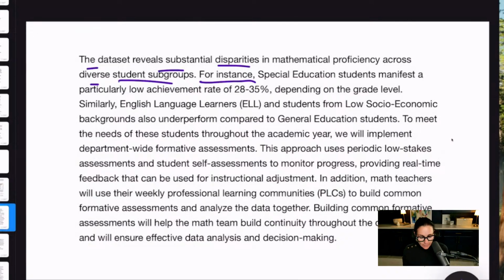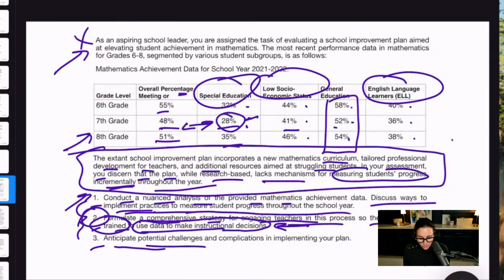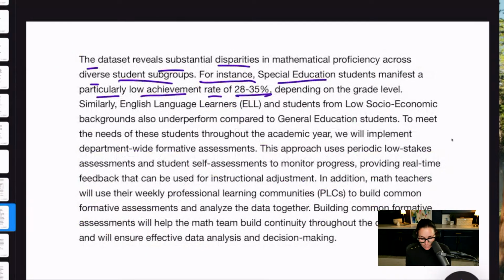So for instance, and I'm getting specific here, special education students manifest a particularly low achievement rate of 28 to 35%. Is that true? 28 to 35 is the highest. See how I kind of summarize it? I didn't go by each one. I just said the lowest is 28 and the highest is 35, depending on grade level. That's a summary of the data.